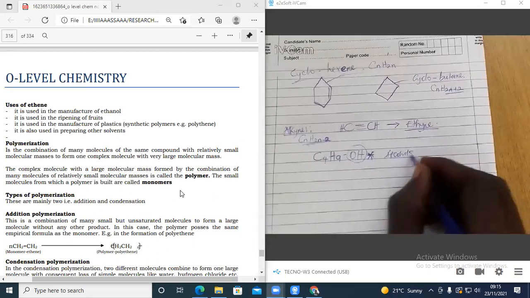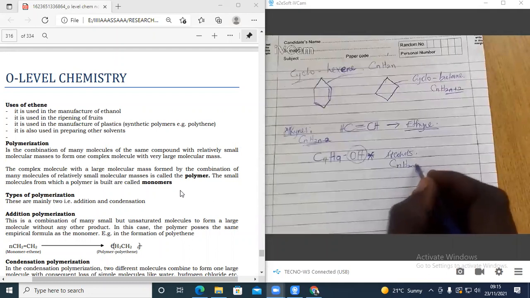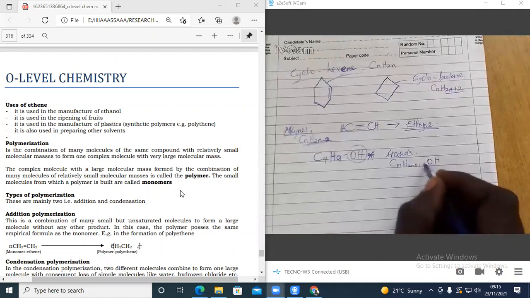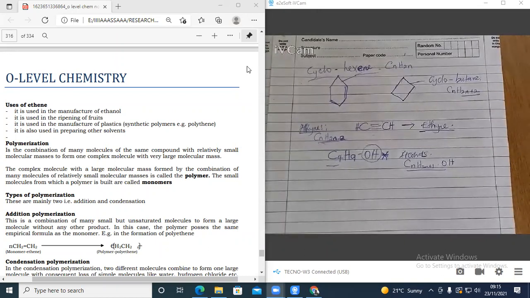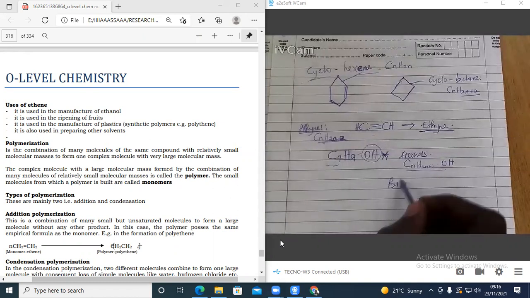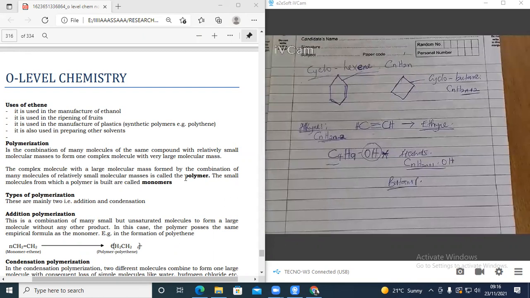We said alcohols have a general formula of CnH2n plus 1, OH. What is the name of this alcohol? Butanol. Yes? Butanol. Thank you very much for writing or analyzing that.